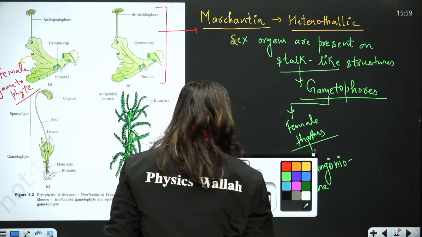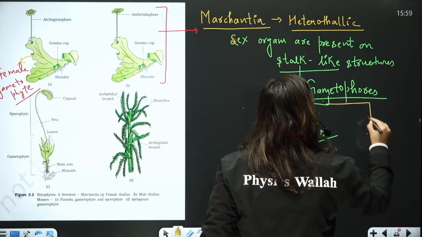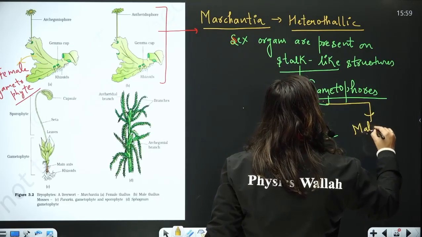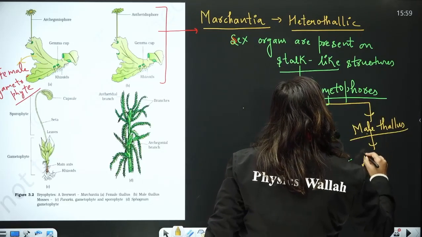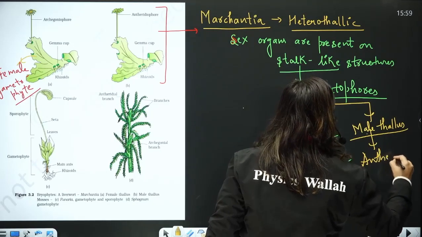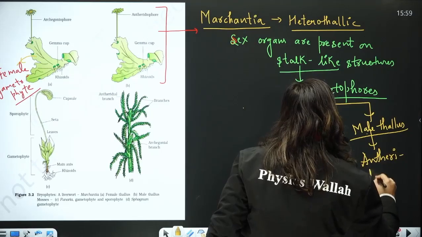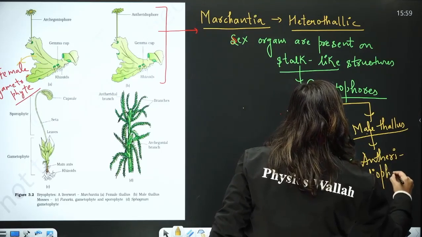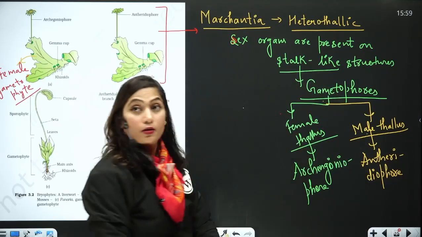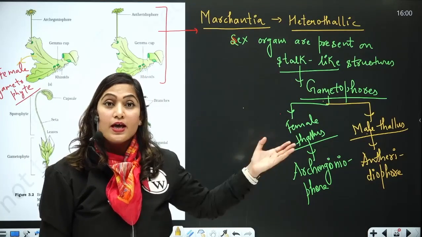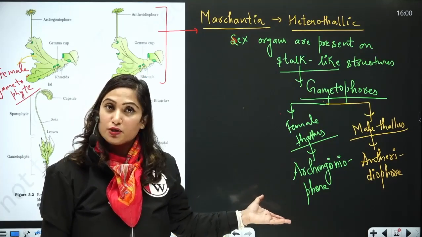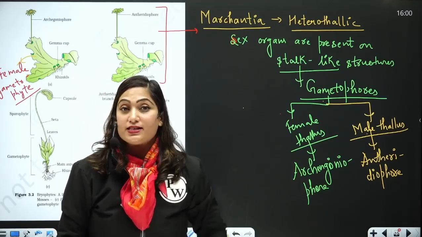And in case of the male thallus, this gametophore is called antheridiophore. Clear? Okay, so sex organs are present on a stalk called gametophore. In female, specifically, the gametophore is archegoniophore, and in male it is antheridiophore.